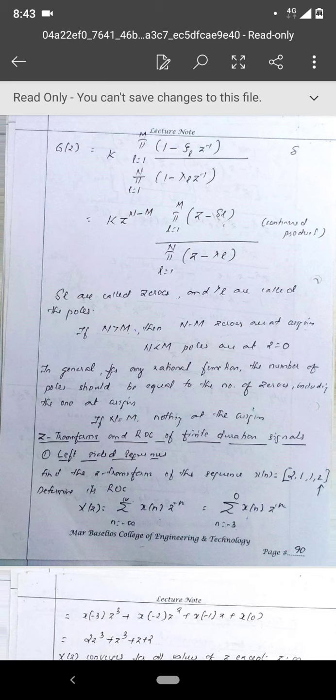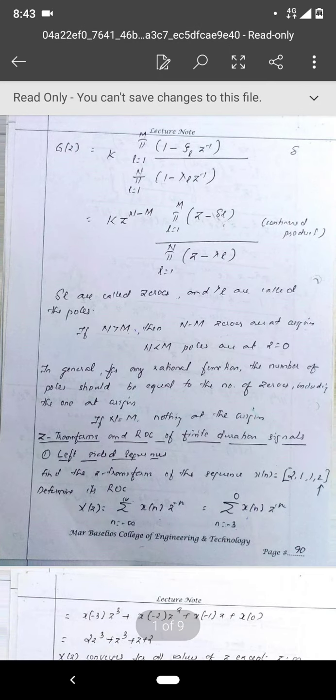Suppose N minus M is positive, that means N is greater than M. That means you have some poles at the origin, and the reverse happens when M is greater than N. That means you'll be having some zeros at the origin. Okay, so that is it.